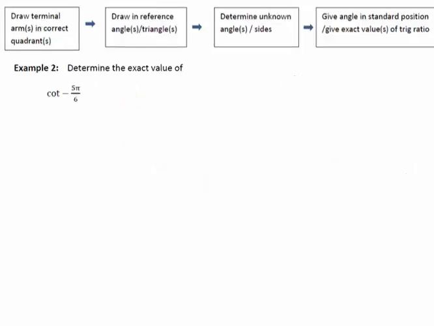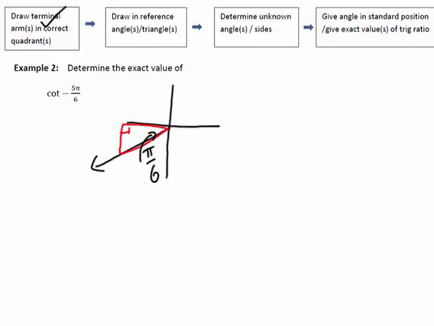Let's try another. Cotangent of negative 5 pi over 6. So let's just follow our steps. First, draw in the terminal arm. If we go in the negative direction, negative 5 pi over 6 puts it right there. The reference triangle will be this triangle right here. And if it's negative 5 pi over 6, the remaining angle in here is pi over 6. There's our reference angle.